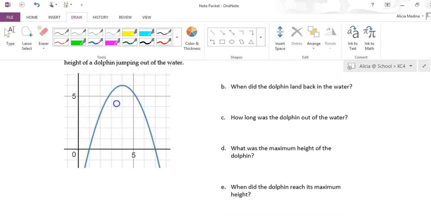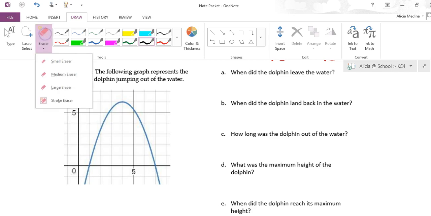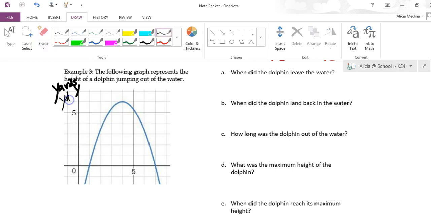Looking at the next example, example number 3. It says the following graph represents the height of a dolphin jumping out of the water. So a couple things here, just so that we annotate our x-axis and y-axis. This is going to be, obviously it's our y, and this we're going to be measuring in yards. To switch up the units, right? Our x-axis, we're still going to be measuring time, and this is still going to be in seconds.